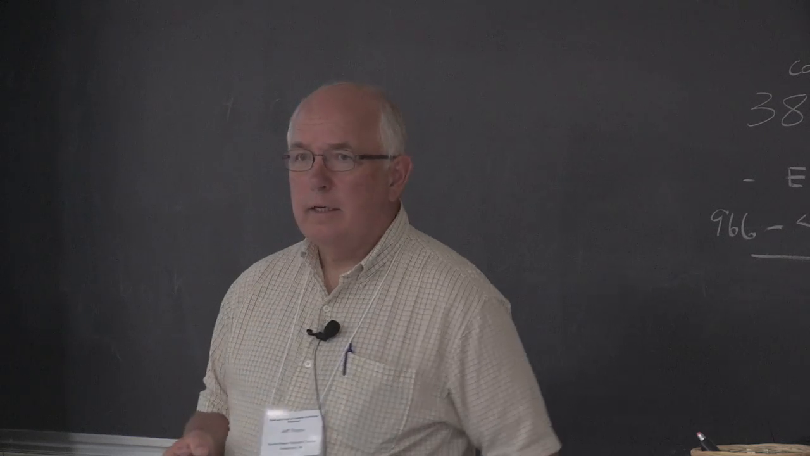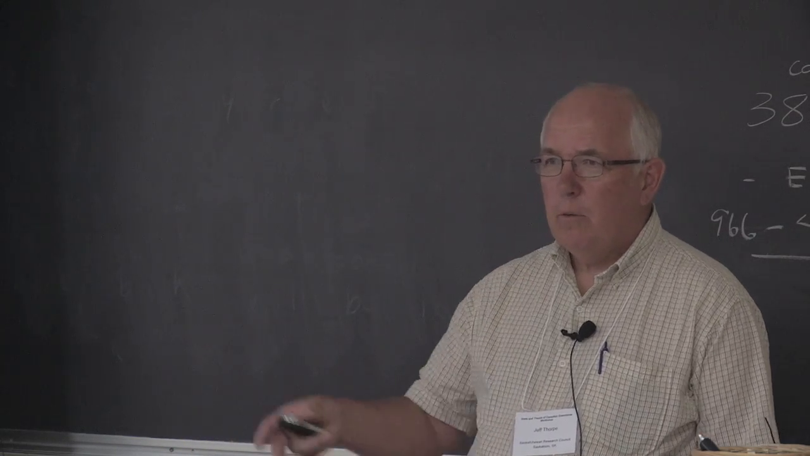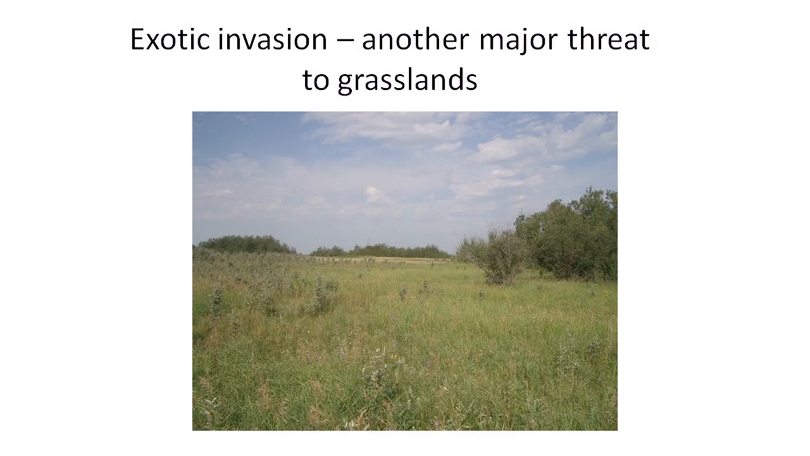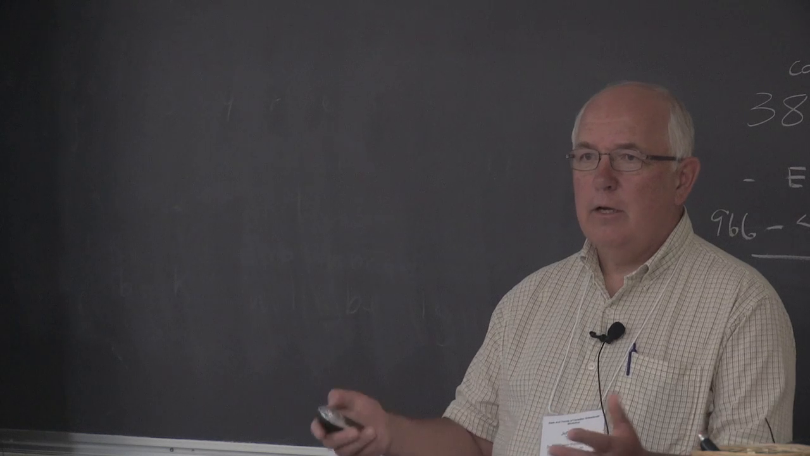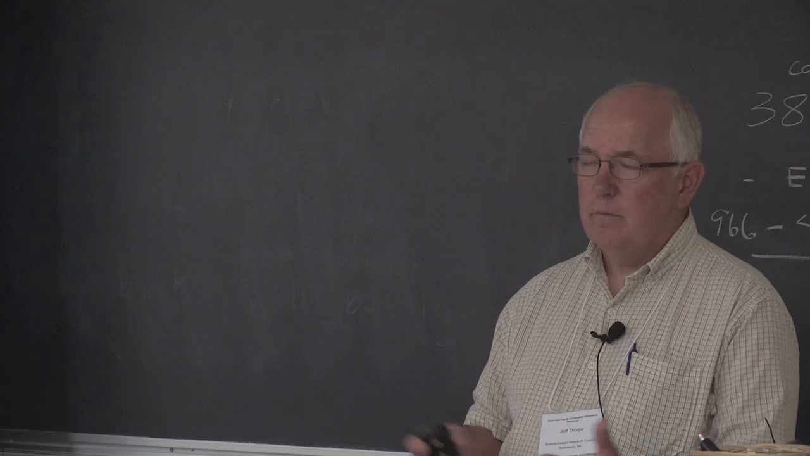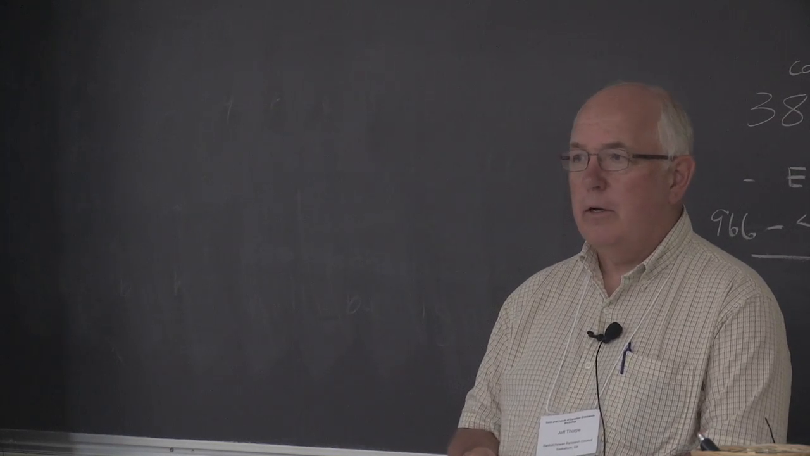Okay, so that's changes in the amount of grassland and the fragmentation of grassland. What about what's in the grassland? And here I think probably our second biggest threat after habitat loss is exotic invasion. Here's a patch of grassland, and I don't know if you can tell here, but the broadleaf grass here is smooth brome, which is a grass that originated in Eurasia. It's brought here as a forage grass, and of course a lot of people value it as a forage grass, but it's extremely invasive in our native prairie.